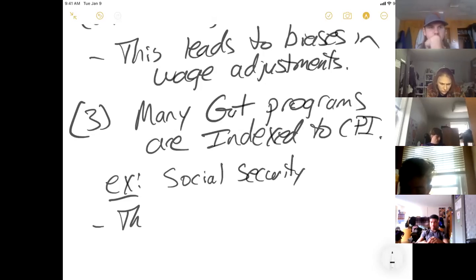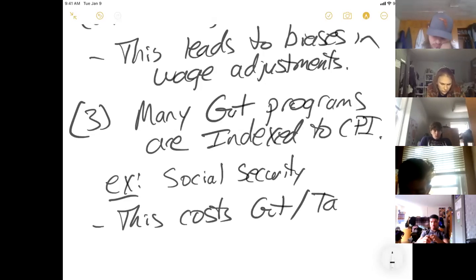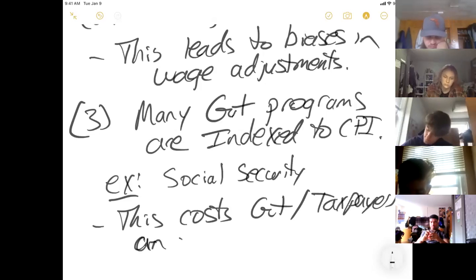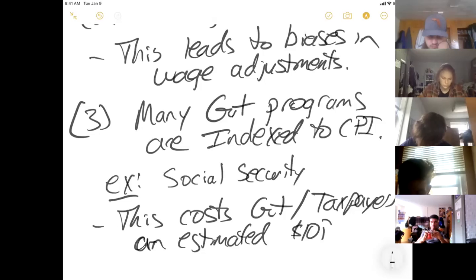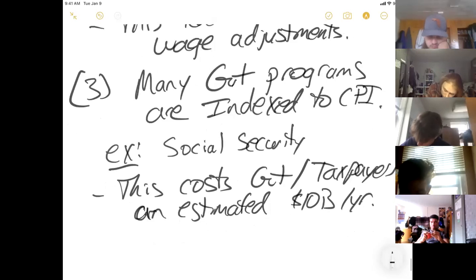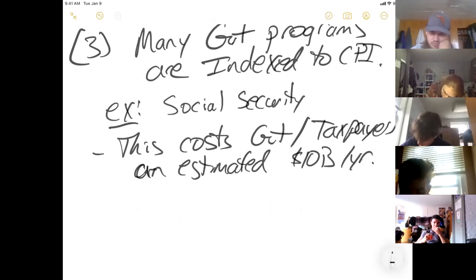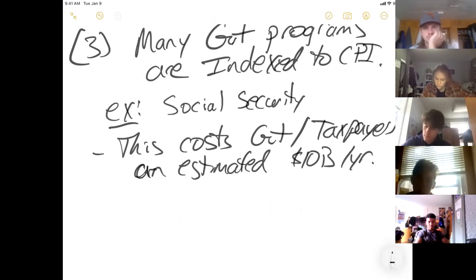This costs the government and taxpayers an estimated $10 billion a year by at least one estimate. That is a lot of money. It's a good deal for grandma. We're happy for grandma, but it costs taxpayers quite a bit. Why don't we change this?